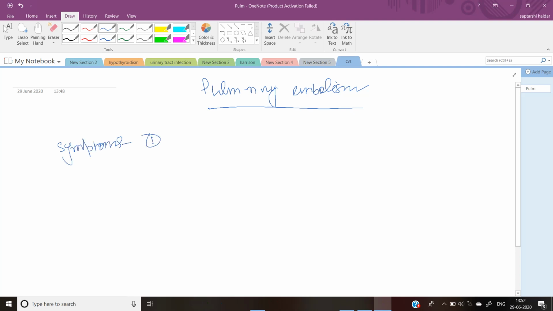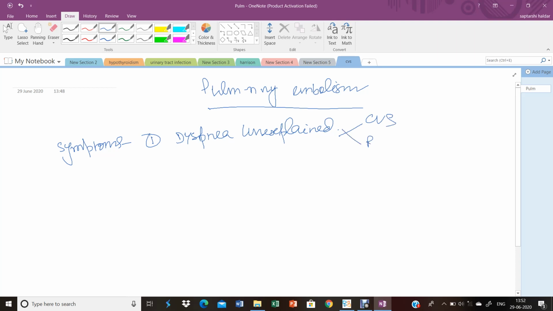The first and most common symptom is dyspnea. It should be unexplained dyspnea. So first of all we should exclude the common CVS and respiratory causes of dyspnea. After exclusion, we will suspect pulmonary embolism in unexplained dyspnea. Then the second symptom is chest pain.